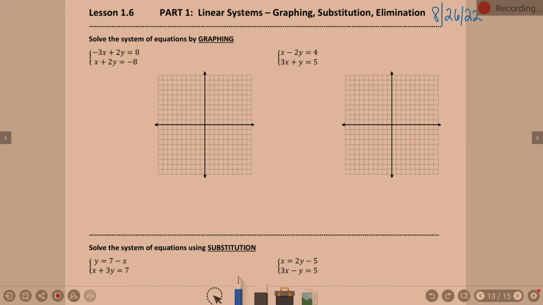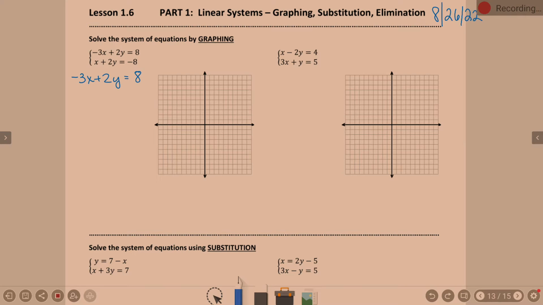So if we start with negative 3x plus 2y equals 8. Thoughts on how to graph this? I didn't make them easy on you because we need to practice some of these skills. What's your thought, Aaron? The first thing, me personally, I would do is put it in y equals mx plus b. Okay. Valid thought.